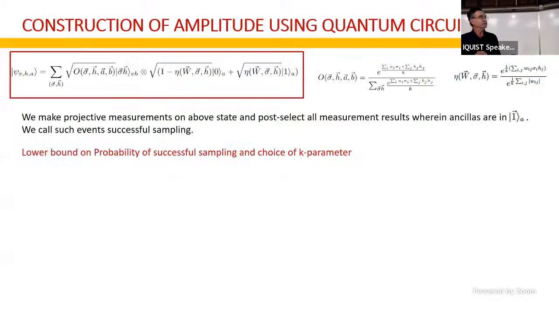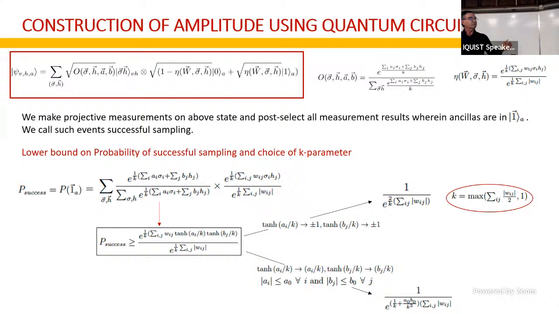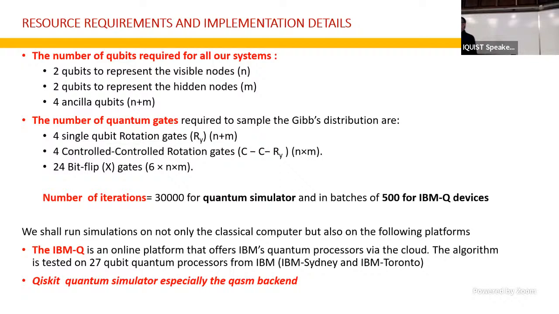I will not go through the details, but we show that to get a successful sampling, there is a lower bound for this machine, and we have an appendix in the paper showing why. So let's see how it works, and I'll give a few examples of how we implemented it. For example, we implemented a simple system with two qubits in the visible and two qubits in the hidden, and we have four ancilla qubits.